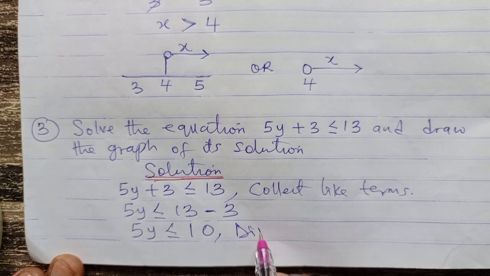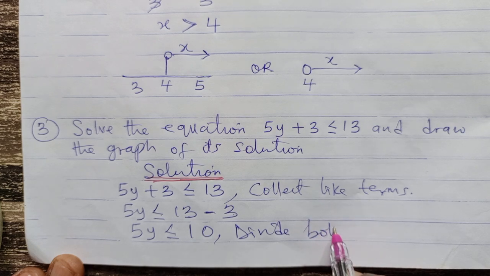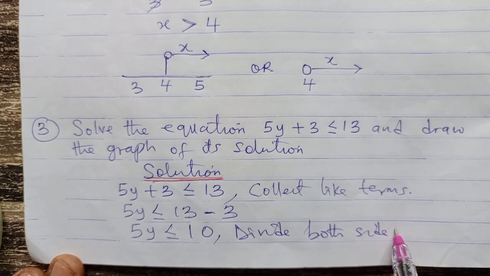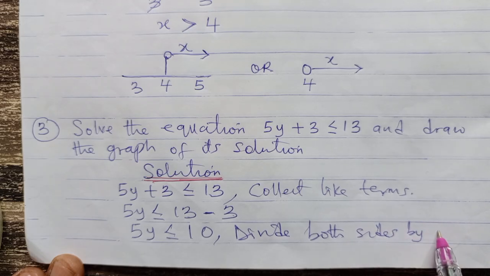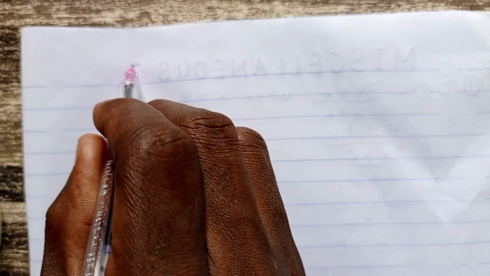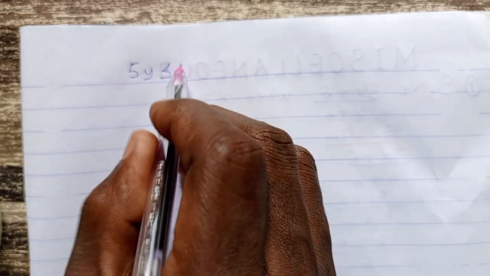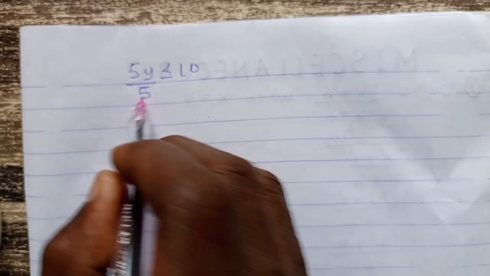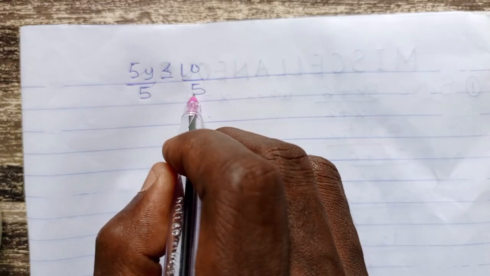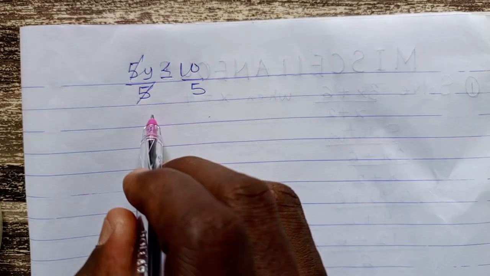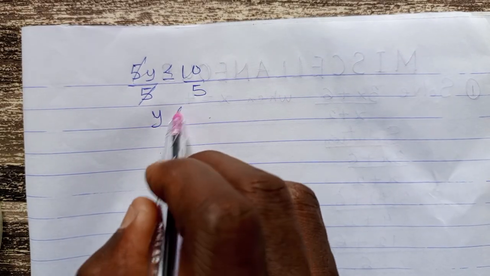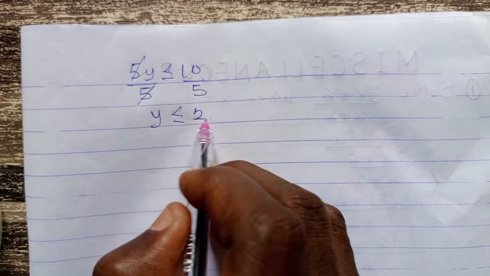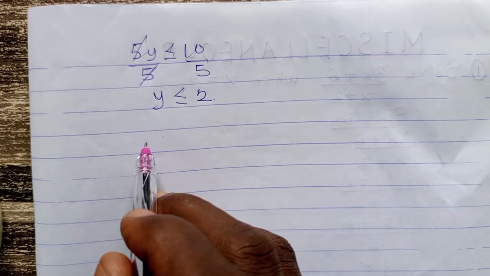So I will divide both sides by 5. Okay, so when you do that, you will get, so what do we have? We have 5y is less than or equal to 10. Remember we said divide both sides by what? By 5. So left hand side divided by 5, right hand side divided by 5. So 5 cancels 5. So what is left on the left hand side? Y is less than or equal to 10 divided by 5 is what? Is 2.